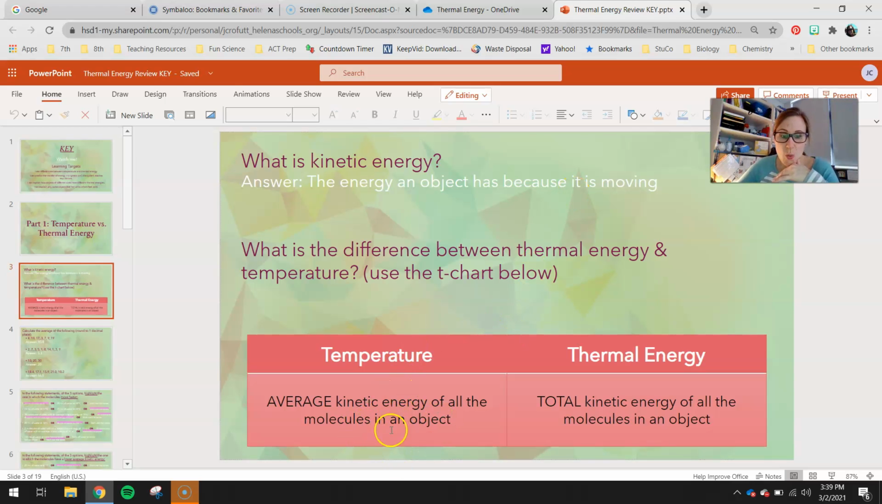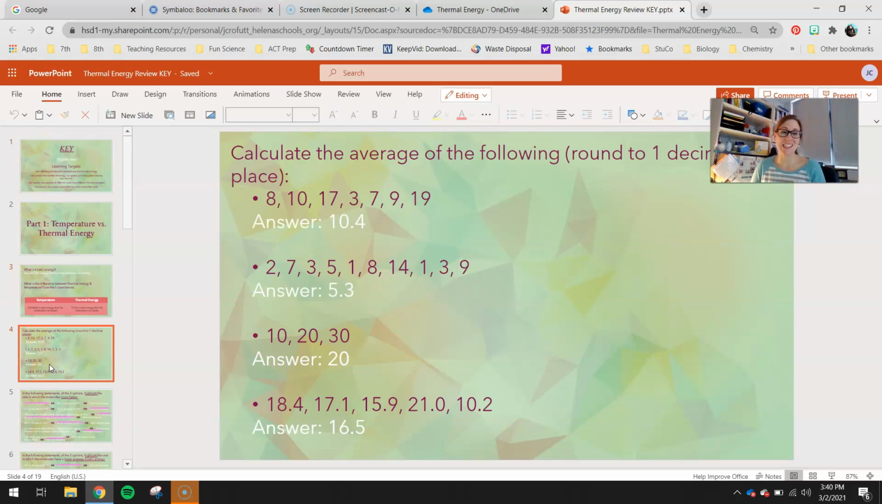Both of them have to do with the kinetic energy of molecules in an object, but your temperature is the average kinetic energy. So you add up all the kinetic energies and then divide by however many molecules you have. Thermal energy, on the other hand, is just your total. So you just add up those kinetic energies. You don't divide. So your total should be more than your average when we're talking about temperature versus thermal energy.